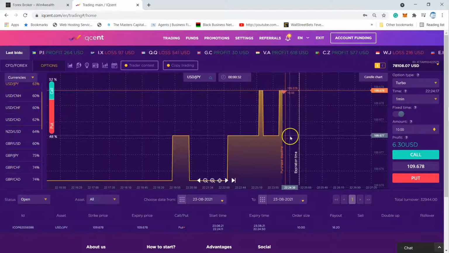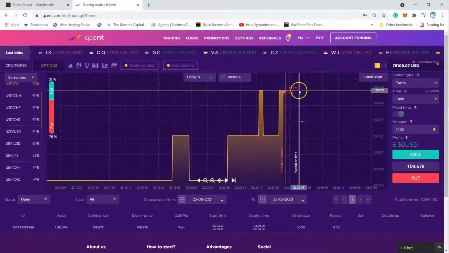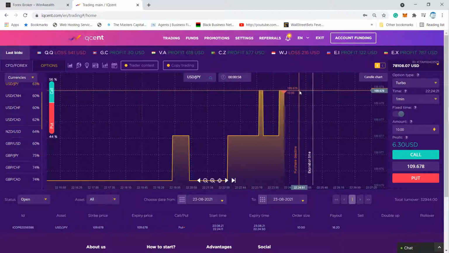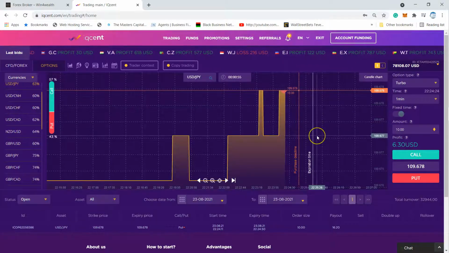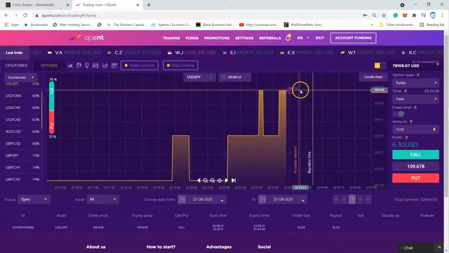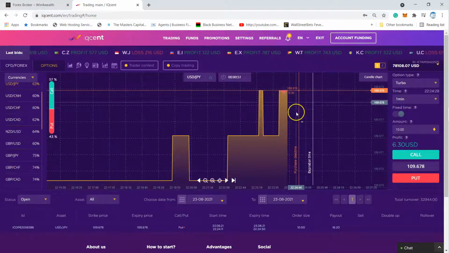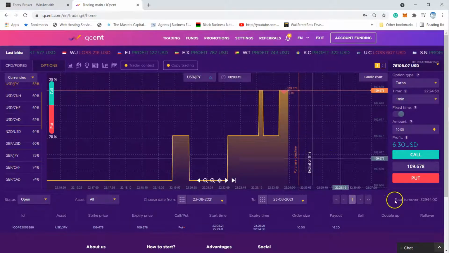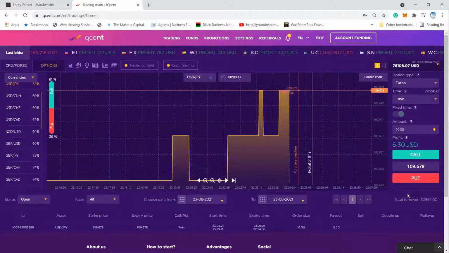Now, if it goes underneath this on the put, we're going to win. So this is the end of the trade right here, this red dot. You remember on the call, it was a green line and a green dot. Now it's a red line and a red dot. So if it goes under here, we're going to win, and then we'll win the $16 and something cents. Or if it stays on this line, we're just going to break even. And so let's look, it's almost done.